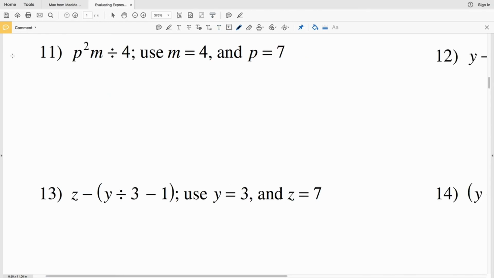Continuing on with the Evaluating Expressions worksheet, under the free worksheets in Algebra 1 for Kuta Software, we're going to go ahead and do number 11. And in this video, we're going to get all the way up to number 20.